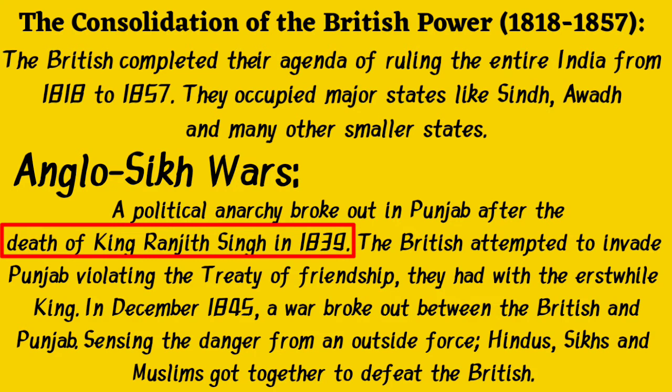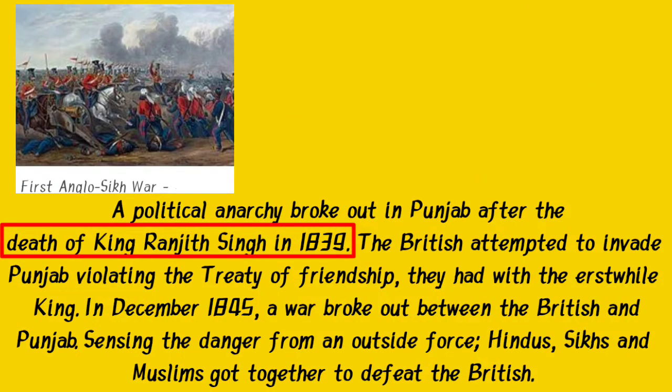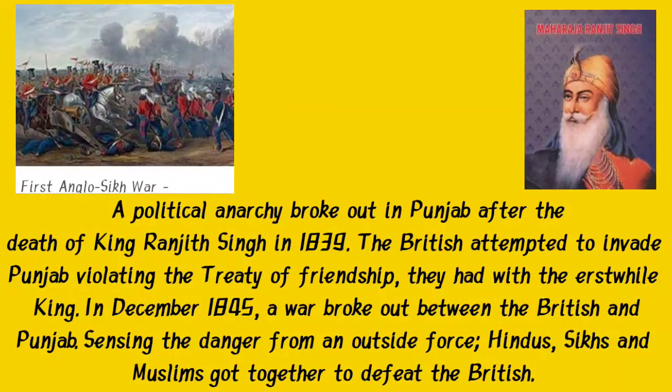The British declared a war against the Sikhs in Punjab. Sensing the danger, all the Indians thought that this was a danger because an outsider was forcing the Indians to accept their terms and conditions and their supremacy. So all these Indians got together and formed an alliance among themselves, Hindus, Sikhs and Muslims. They tried to defeat the British. The Indian kings realized that they had to be united to fight against an outsider, that is the British. It was in 1845 that a war broke out between the British and the Punjab Sikhs.